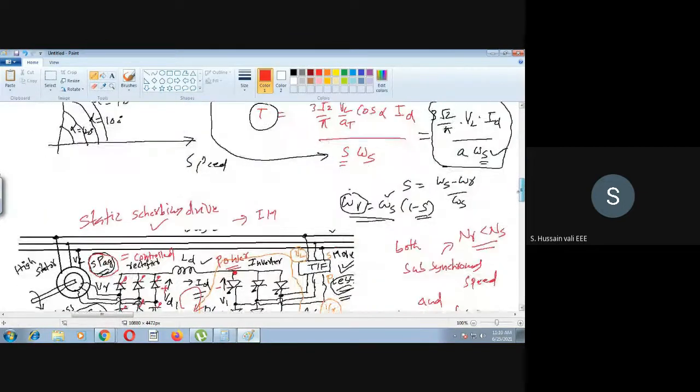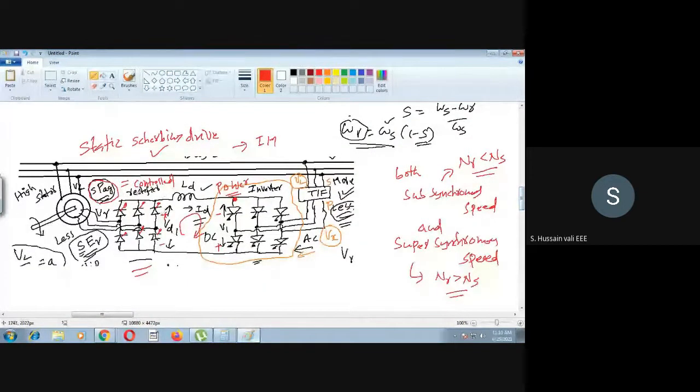Whereas when you have this controlled rectifier, you can use it even for NR greater than NS also. That is, for supersynchronous speed also you can use this. But one thing I will tell you about supersynchronous speed, what does this mean? I will tell here, regenerative braking. In case of regenerative braking also you can use it.